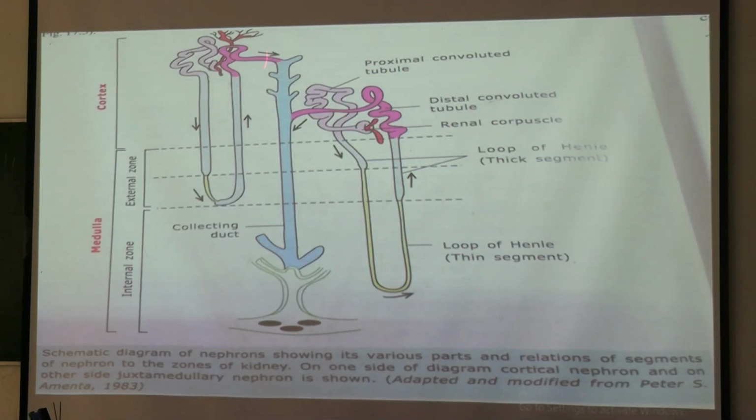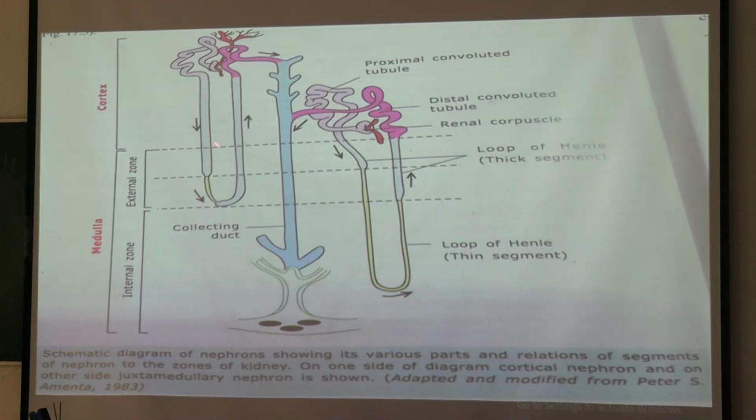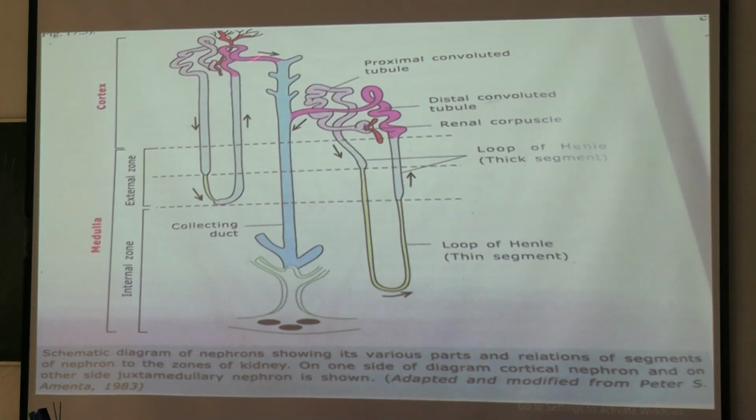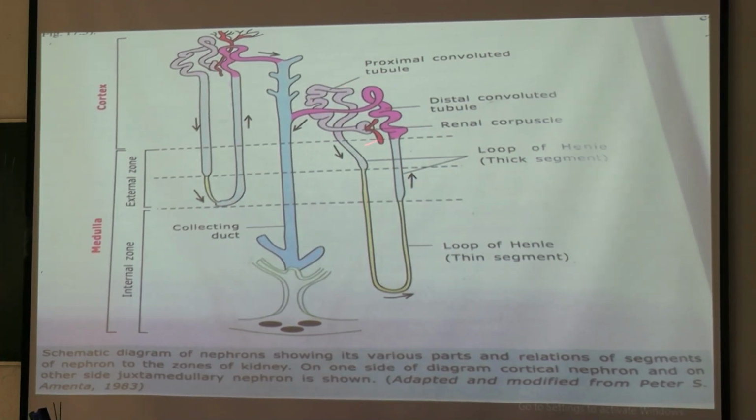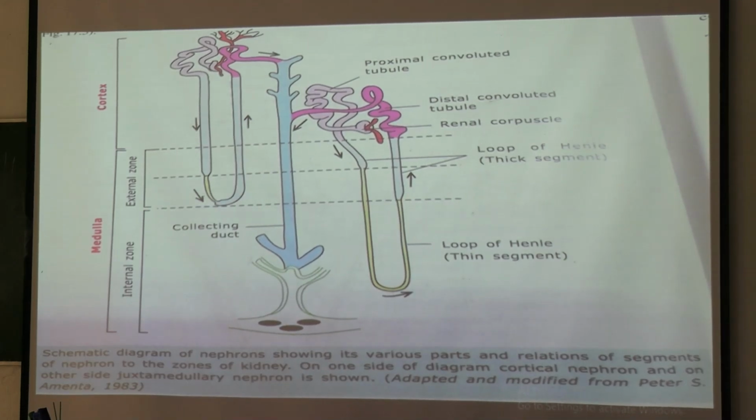See here, this is the cortical nephron, only a small part entering into the medulla. This is the juxtamedullary nephron. Okay, most of the part is lying in the medulla, and they have a long loop of Henle. So they are the responsible nephrons for concentration of the urine. Okay, juxtamedullary nephrons.